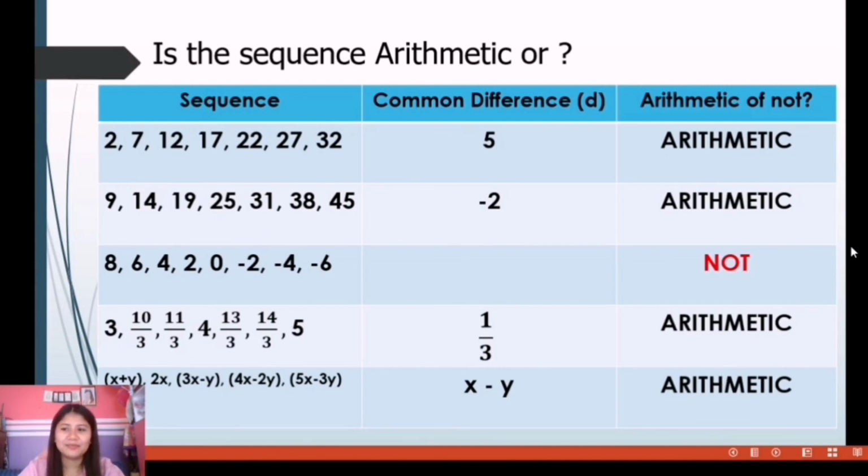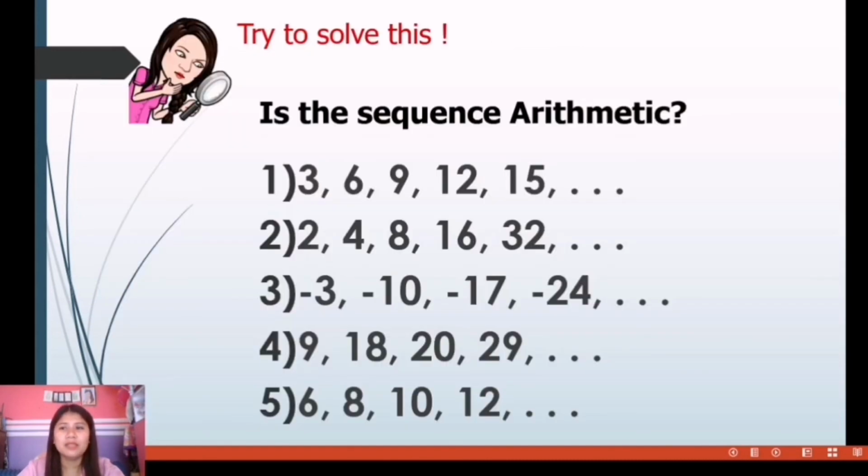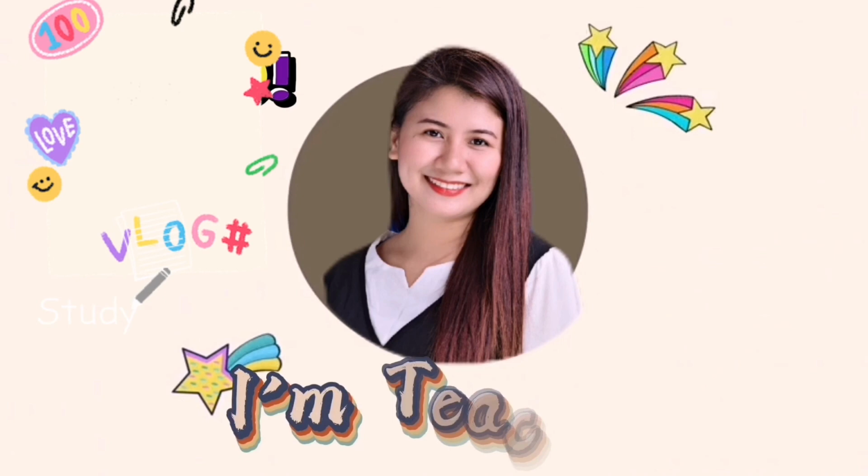Okay? I hope you all understand our lesson for today in determining whether a sequence is arithmetic or not. Okay, so it's your turn. Try to solve this. Is the sequence arithmetic or not? Okay? This is your assignment for today.